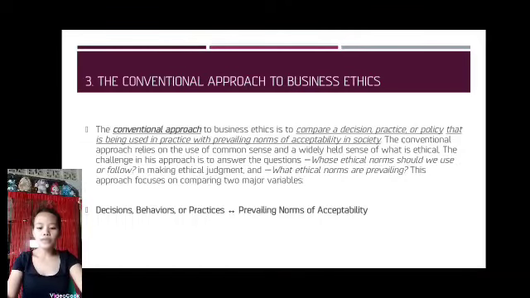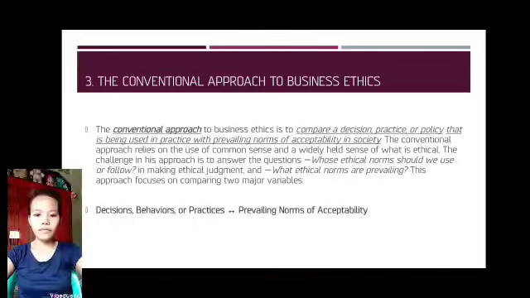The challenge in this approach is to answer the questions: whose ethical norm should we use or follow in making ethical judgment? What ethical norms are prevailing? This approach focuses on comparing two major variables: the decision, behavior, or practices, and the prevailing norms of acceptability.